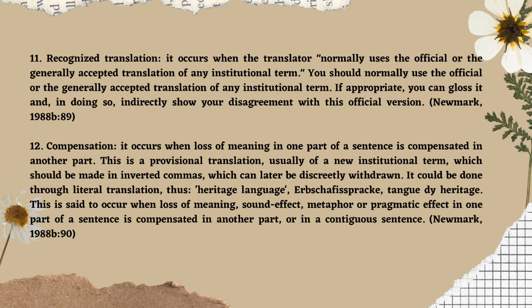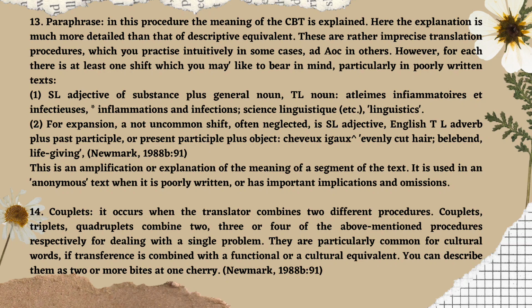This is said to occur when loss of meaning, sound effect, metaphor, or pragmatic effect in one part of a sentence is compensated in another part or in a continuous sentence. Next, number 13, purpose. In this procedure, the meaning of the CBT is explained. Here, the explanation is much more detailed than that of the exhaustive equivalent.